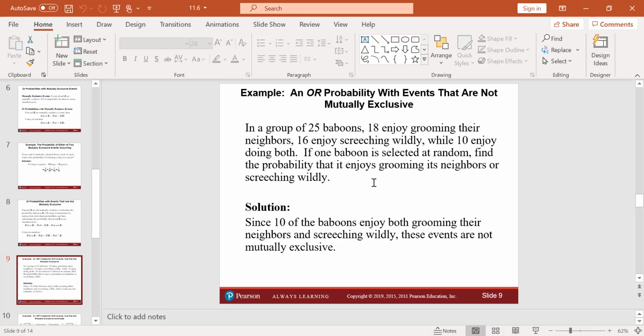If one baboon is selected at random, find the probability that it enjoys grooming its neighbors or screeching wildly. Remember, the word or in math means one or the other or both. It's the and/or from English. Since 10 of the baboons enjoy both those things, both grooming their neighbors and screeching wildly, these events are not mutually exclusive.